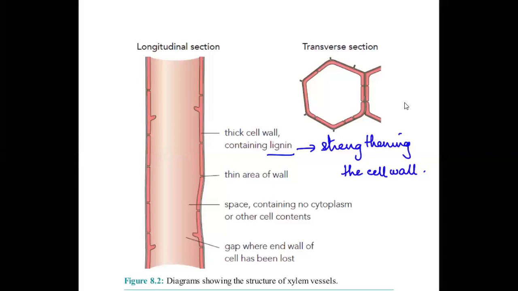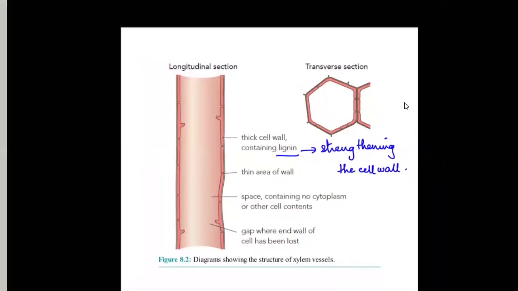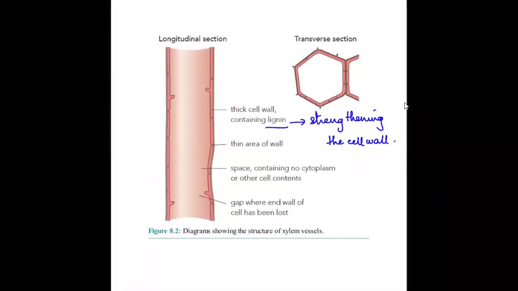Lignin's function is to strengthen the cell wall. Why? So that the xylem doesn't collapse. Every water carrying pipe should be made up of a strong substance, so that it has the capability to withstand the pressure. To withstand the pressure, we have this protein lignin. So lignin gives mechanical strength, right?